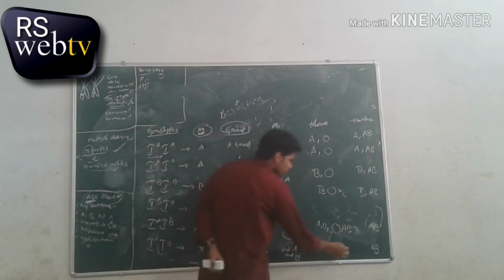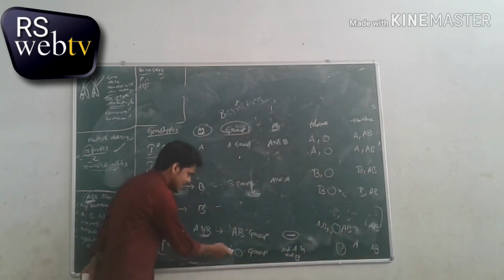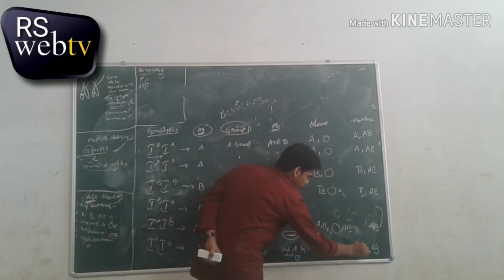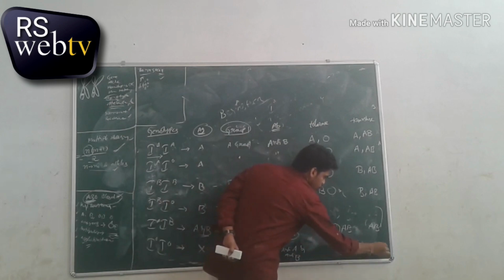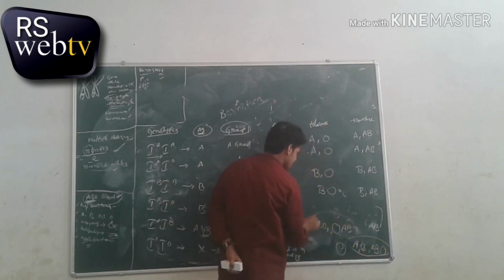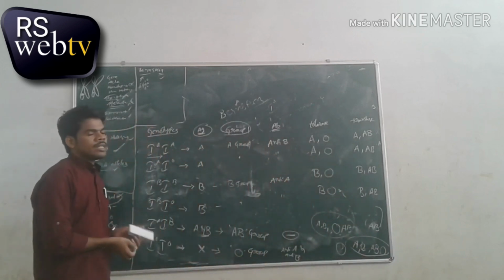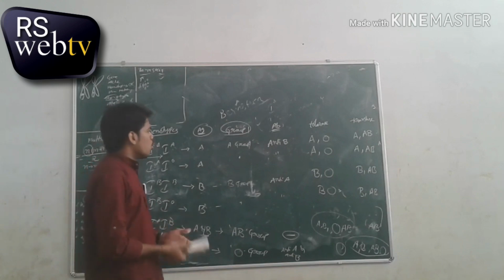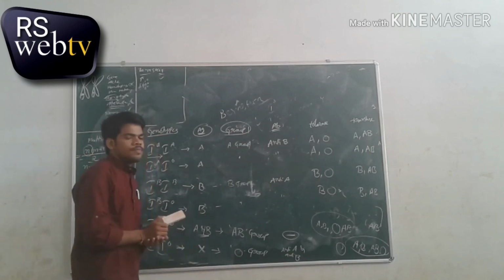Now O can donate to A group because there are no antigens. B group, no antigens. AB group and O group. So he is universal donor and AB is universal recipient. This is the multiple allelism which belongs to the ABO blood system.